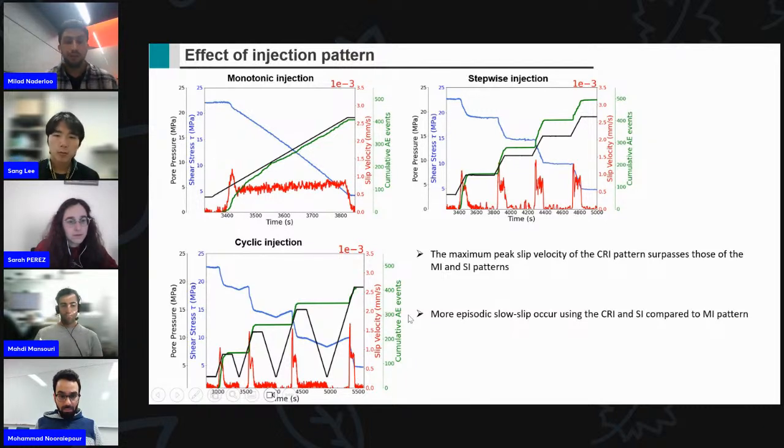Another thing that can catch the eye is that the maximum slip velocity happening in cyclic injection is more than in the monotonic one, which shows it is dangerous if you want to use cyclic injection in a faulted porous medium.